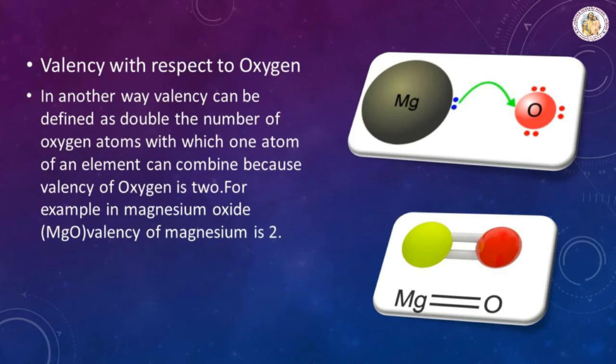Next, valency with respect to oxygen. In another way, valency can be defined as double the number of oxygen atoms with which one atom of an element can combine because valency of oxygen is 2. For example, in magnesium oxide MgO, valency of magnesium Mg is 2 because the valency of oxygen is 2 here.